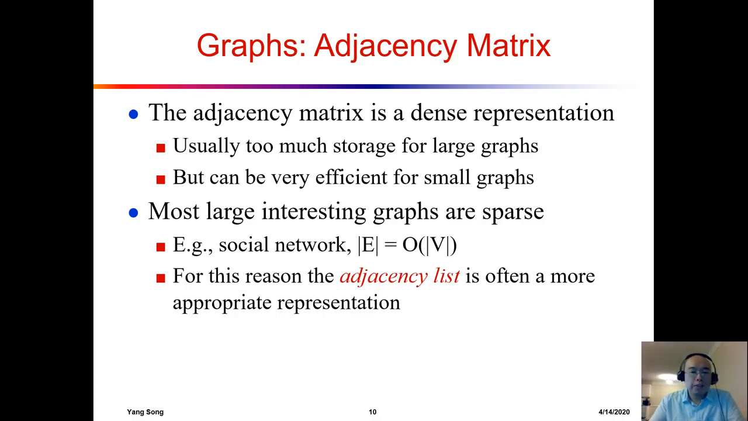The next choice we want to talk about will be the adjacency list. We use the adjacency list to store a large graph when we know the graph is sparse. Okay, so I'm going to continue in the next video.